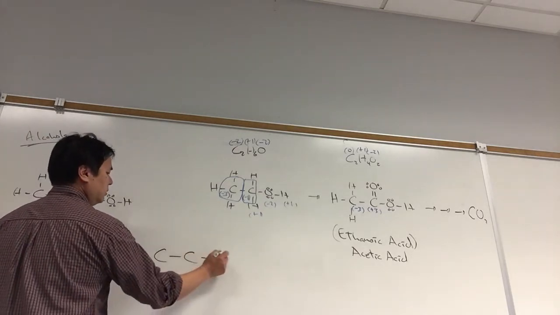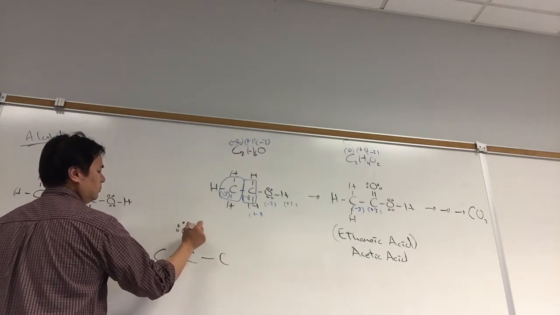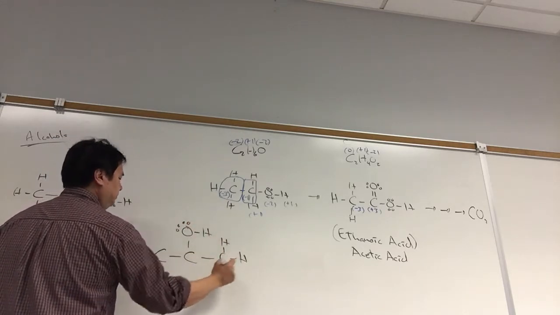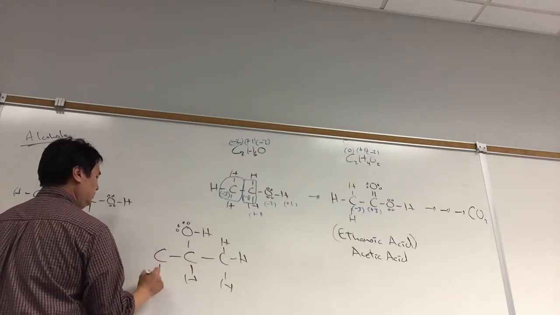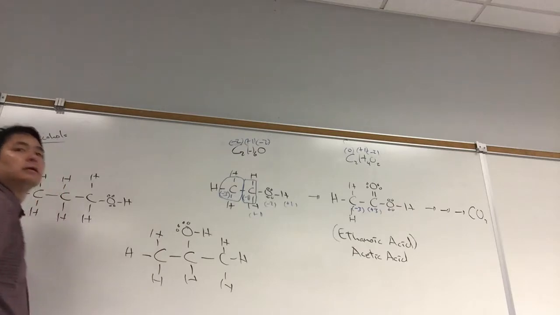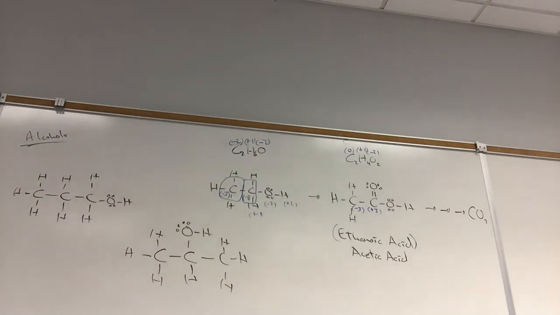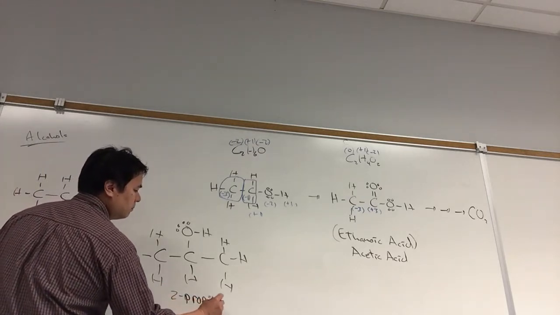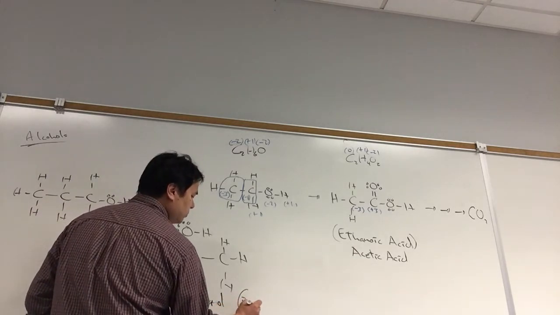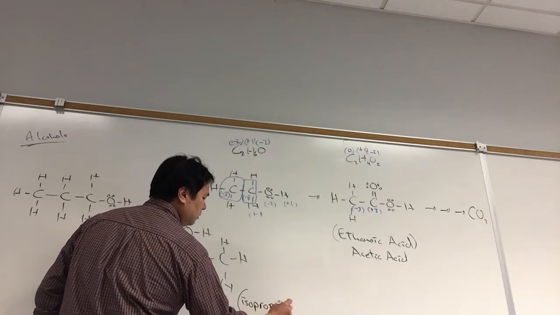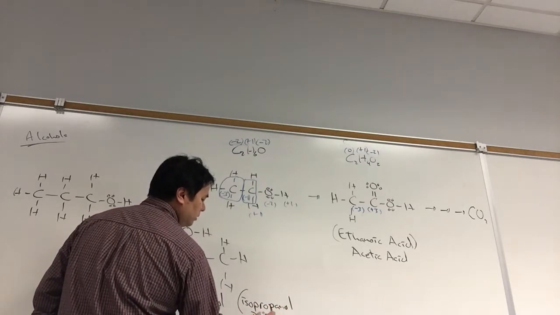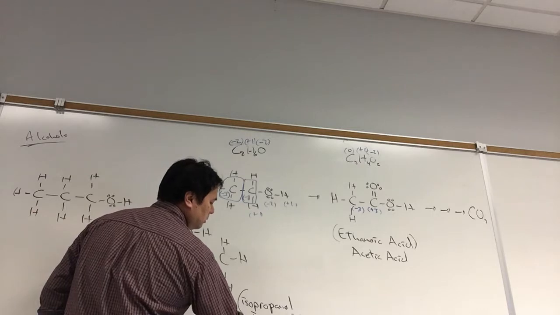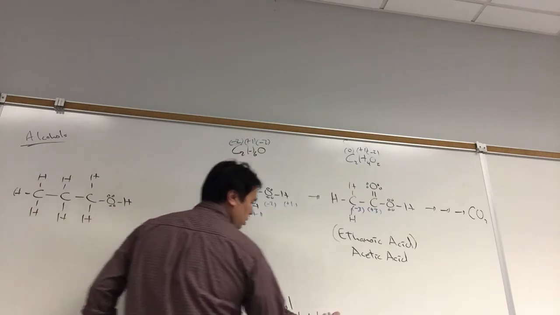Maybe there are three. These have the same formula, different structure, and hence they're going to have some different properties. The structures are different. This one is called 2-propanol, or isopropanol, or isopropyl alcohol, or rubbing alcohol.